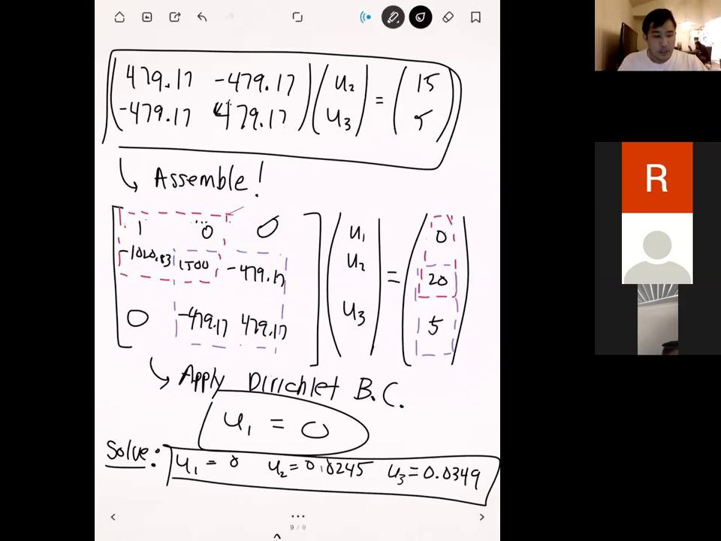Everything that we just did, we've done that part so many times now. It's just assembly, boundary conditions, and then solve in MATLAB, or by hand if you're into that kind of thing.